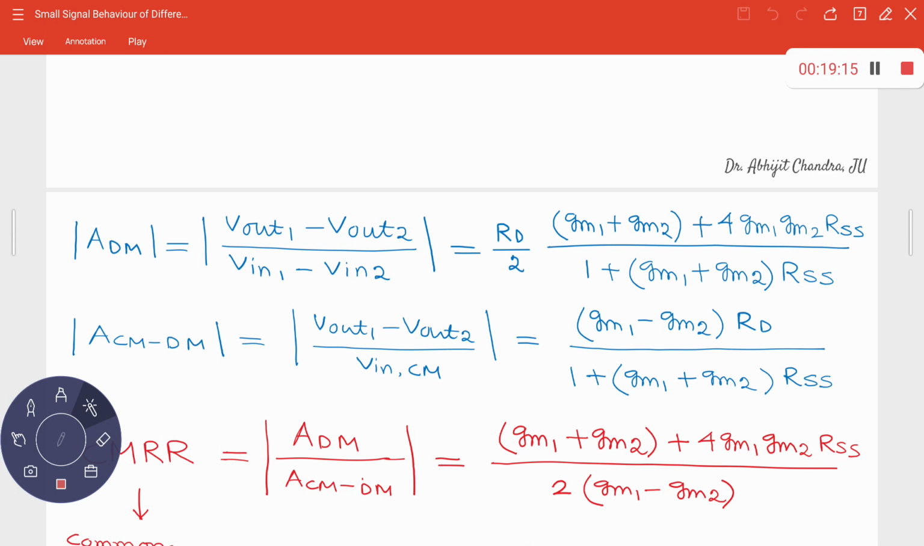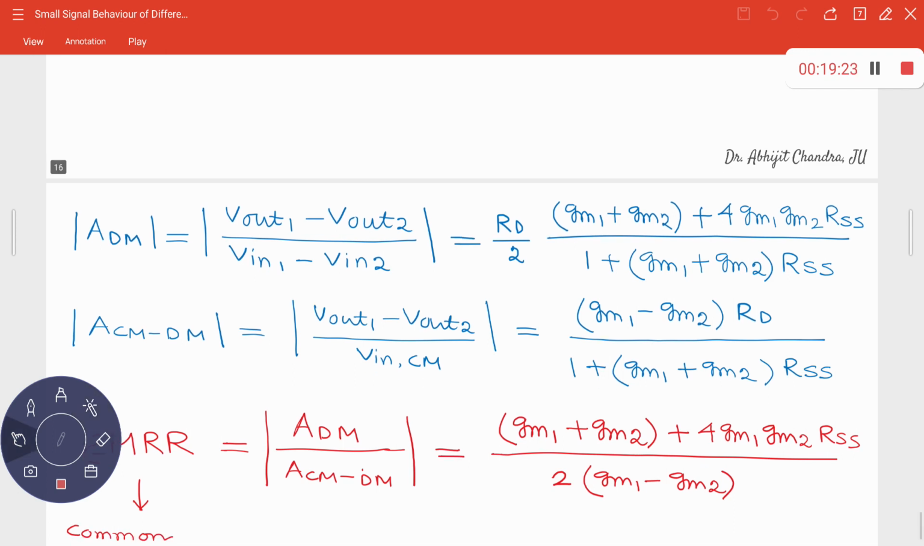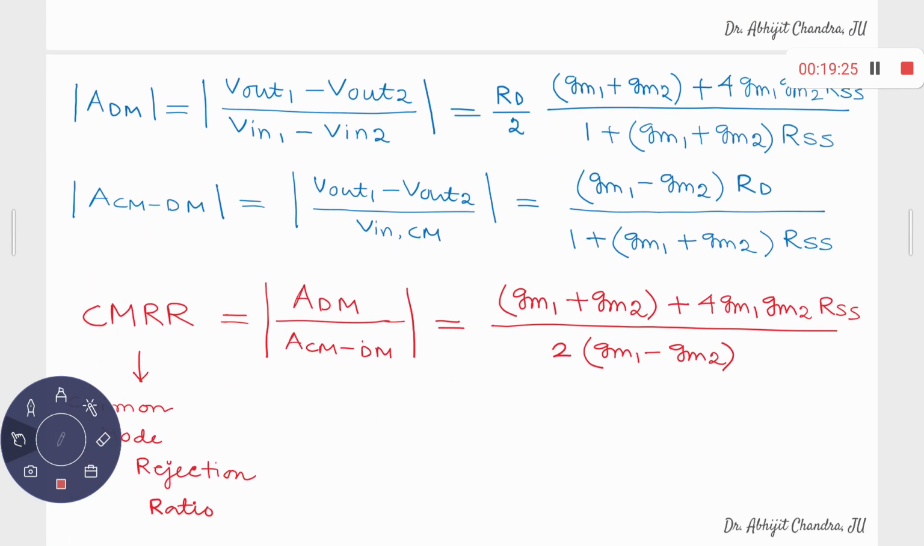But the process of calculation, how to find out the CMRR, the ratio of these two, has been elaborated over there, and this is the final expression for your CMRR, that means common mode rejection ratio. So as of now, in the differential amplifier, we have discussed the differential signal, the large signal characteristics of the differential amplifier, and then comes the small signal analysis.